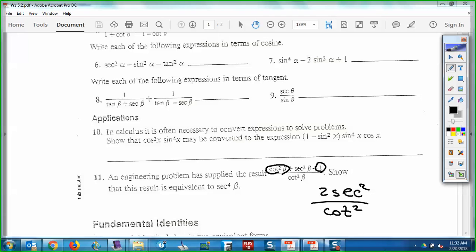Right? Did I do that right? Why does that not seem right? Isn't a cotangent squared plus 1 cosecant squared? That's right. Cosecant squared. Okay, so that's cosecant squared. Yeah, you're right. Cosecant squared plus secant squared over cotangent squared. Okay.